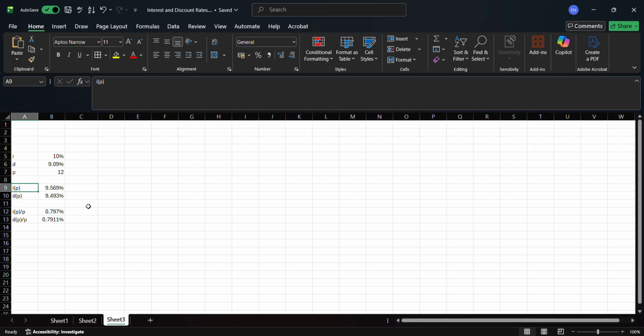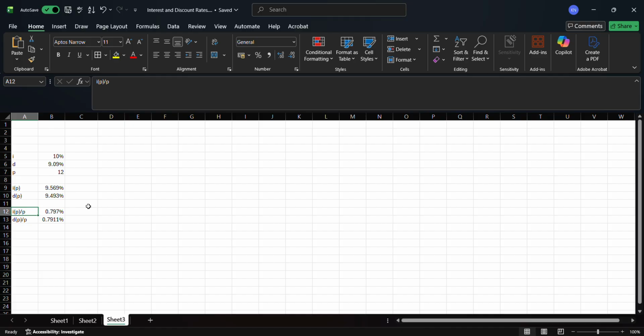So this nominal interest rate convertible monthly is just the sum of all the effective monthly rates. And this discount rate convertible monthly is the sum of all the effective monthly discount rates.